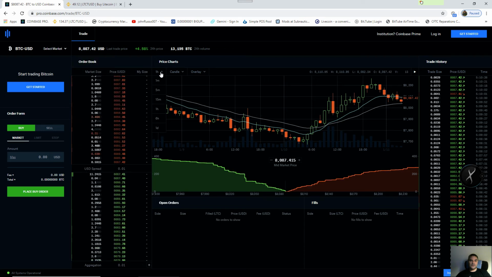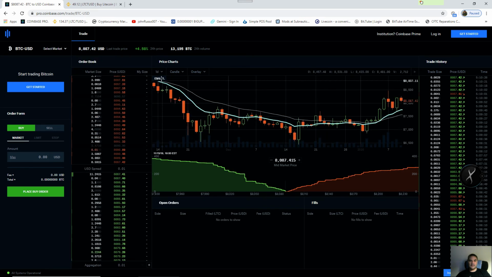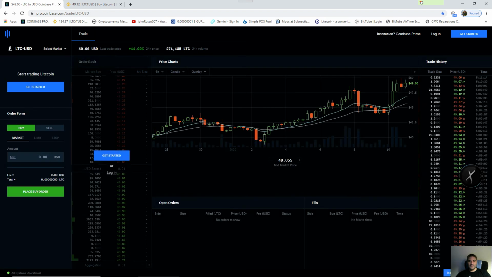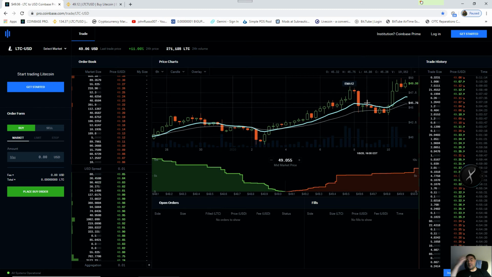Now I want you to see this on 1 day. Maybe a 6 hour. So we're going on here. You can see it's the same exact pattern. It's the same market maker that's manipulating both of these coins. He does not want this above 50. He's trying to stop it. We almost hit 50 before. If it hits 50 or goes over 50, that's a sign of a breakout.